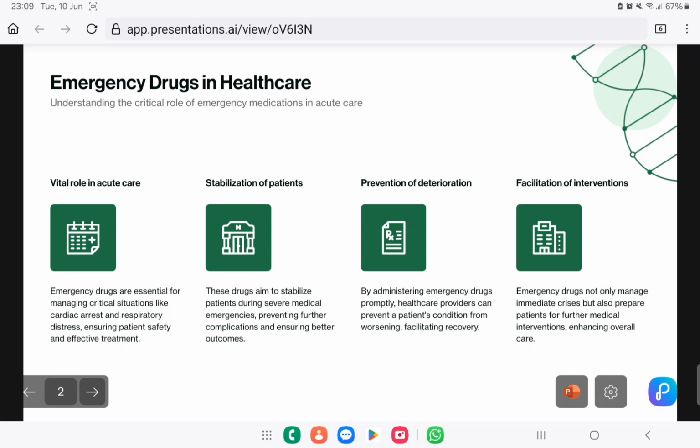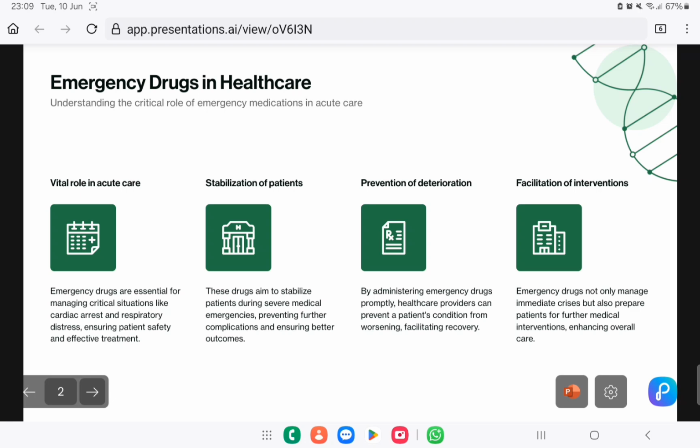Emergency drugs are essential for managing critical situations like cardiac arrest and respiratory distress, ensuring patient safety and effective treatment. Stabilization of patients: these drugs aim to stabilize patients during severe medical emergencies, preventing further complications and ensuring better outcomes. Prevention of deterioration: by administering emergency drugs promptly, healthcare providers can prevent a patient's condition from worsening, facilitating recovery.